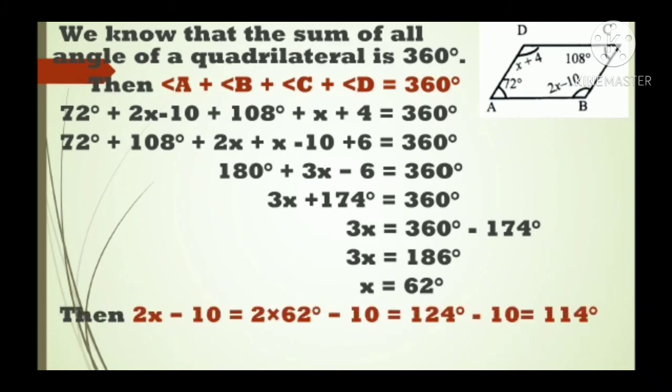Then we find the value of the other angles, that is 2x minus 10 and x plus 4. The value of 2x minus 10 is 2 into 62 degrees minus 10. 2 into 62 is 124 degrees. Then 124 minus 10 is 114 degrees. Then what is the value of x plus 4? The value of x is 62 degrees, and 62 degrees plus 4 equals 66 degrees.